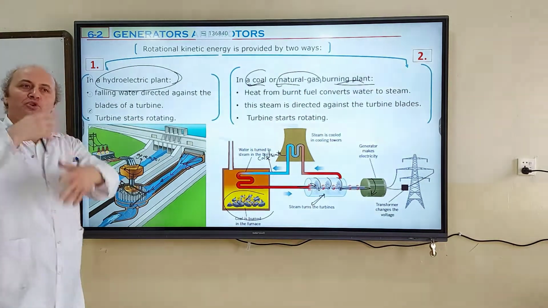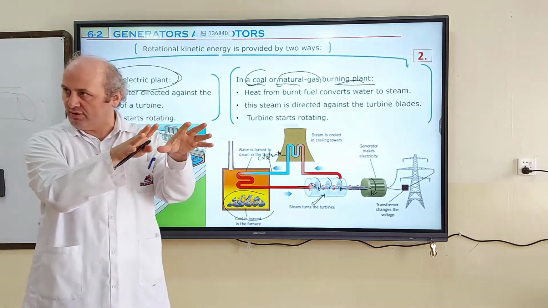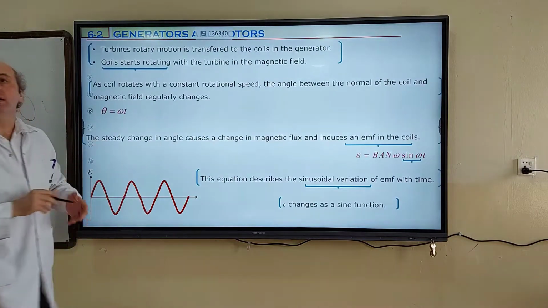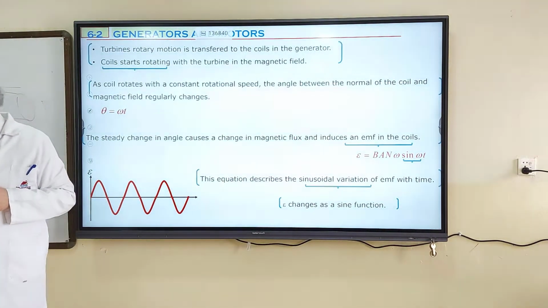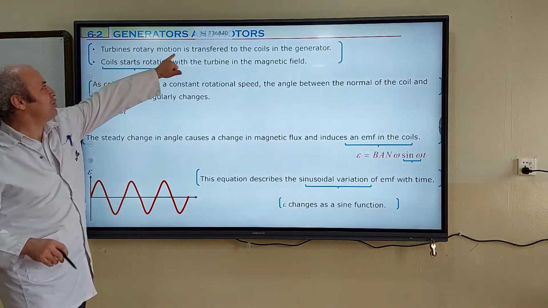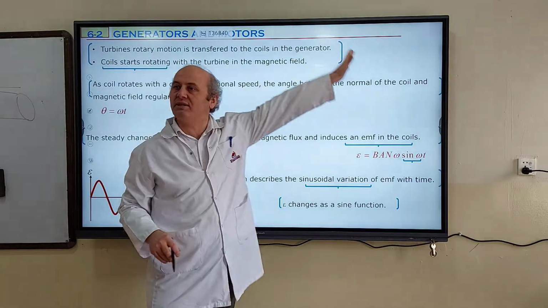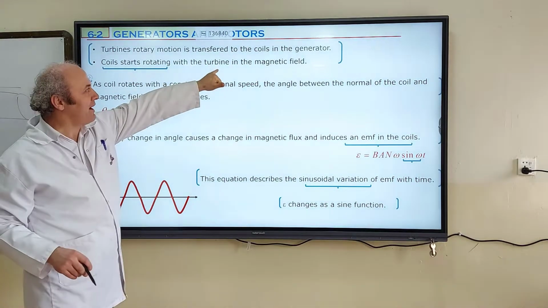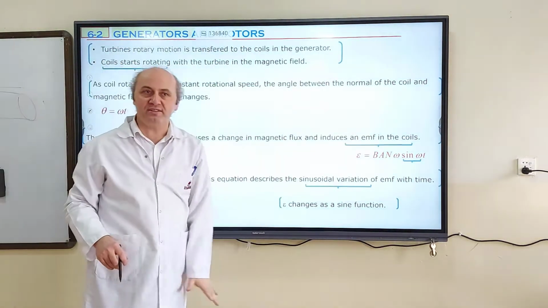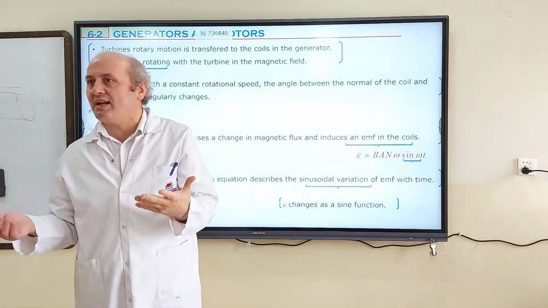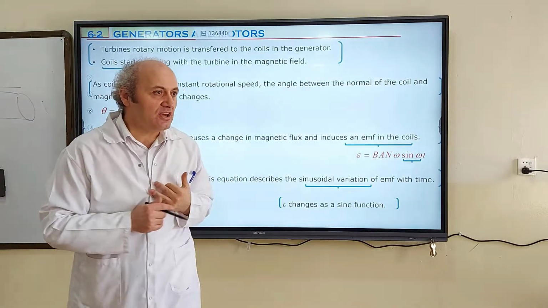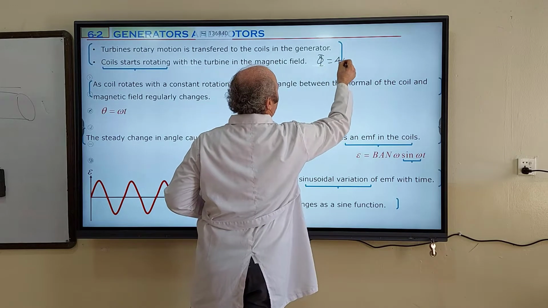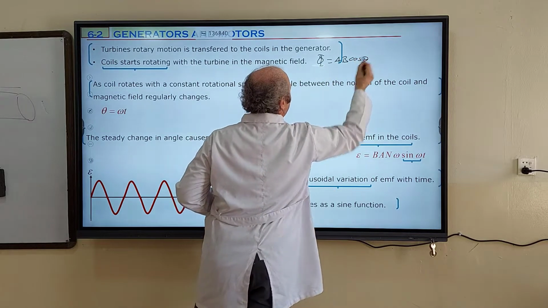The turbine's rotational motion must be transferred to the coils of the generator. As the turbine is rotating, the coils of the generator also rotate. The turbine's rotational motion is transferred to the coils of the generator. The coil starts rotating together with the turbine in a magnetic field. As it's rotating inside a magnetic field, magnetic flux changes according to an equation. Which equation? A times B times cosine theta.